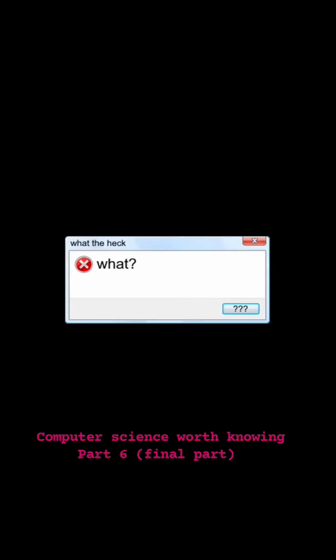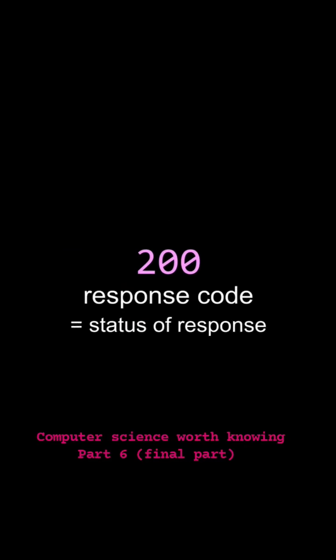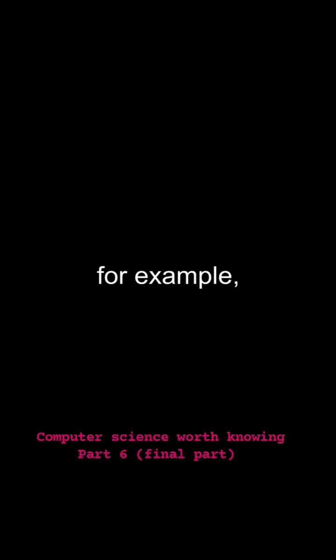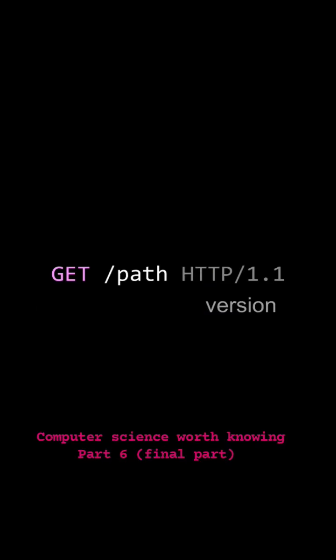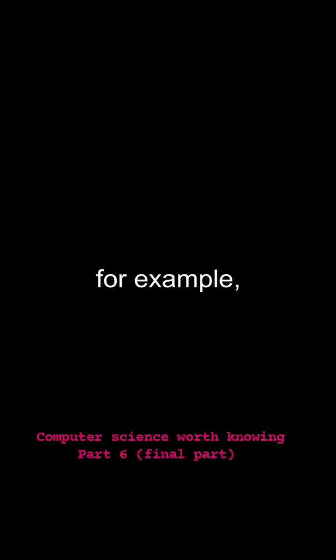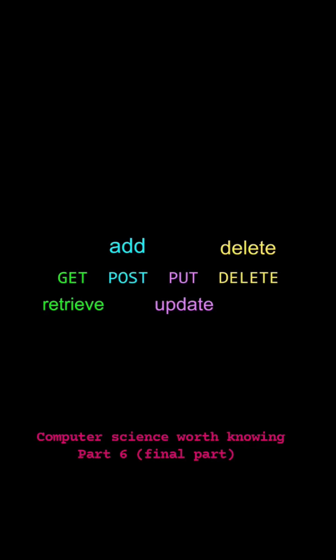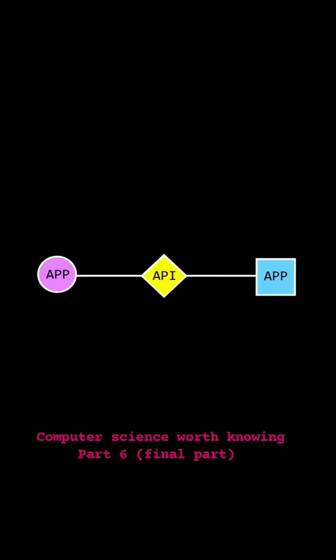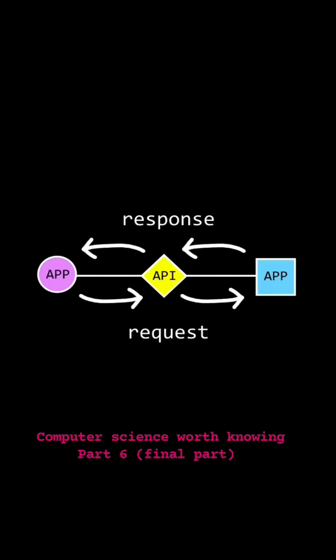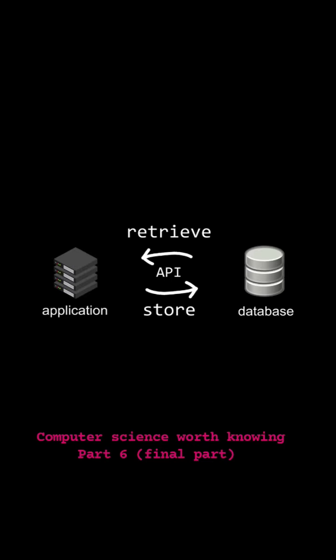But sometimes, things can go wrong. With every HTTP response comes a response code, which carries information about the status of the response. For example, 200 means OK, and anything starting with 4 is an error, the most famous one being 404 page not found. HTTP requests can carry different methods, for example get, post, put, and delete, so retrieve, add, update, and delete information. These are often used by application programming interfaces, which connect two applications and allow them to interact with each other, for example store and retrieve data from a database.